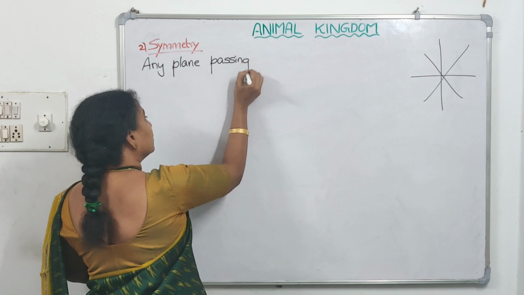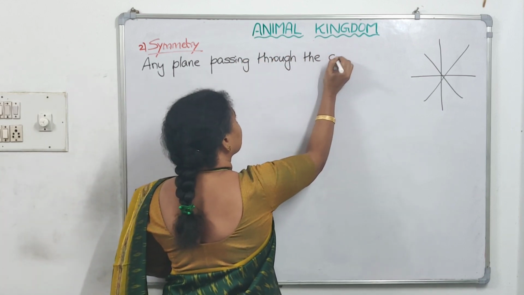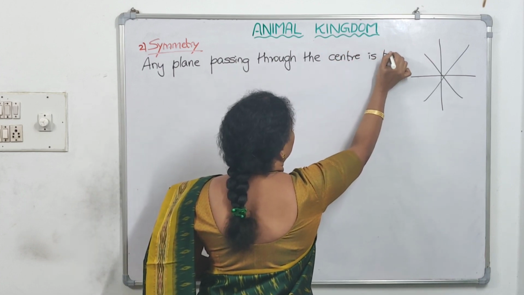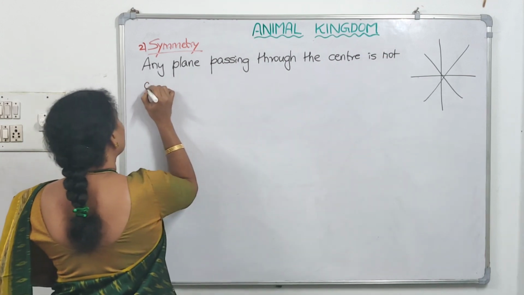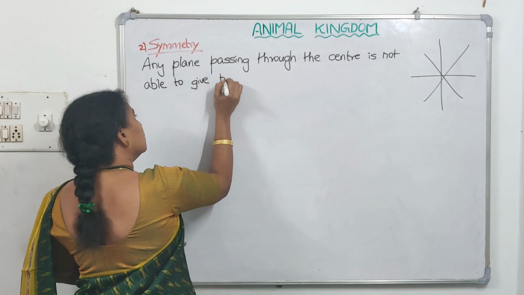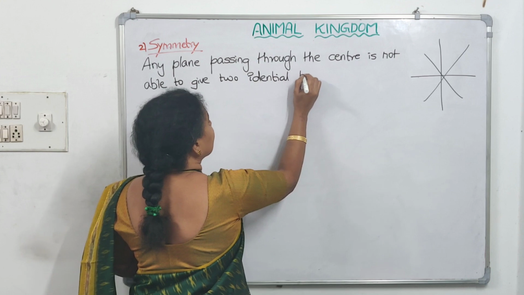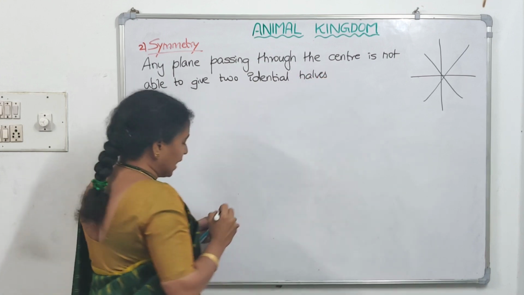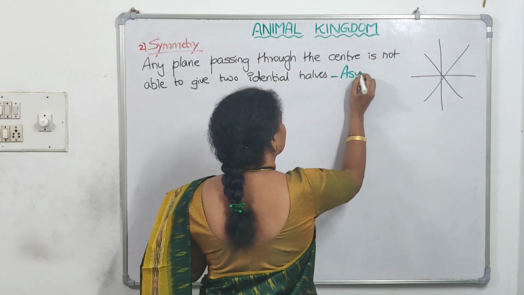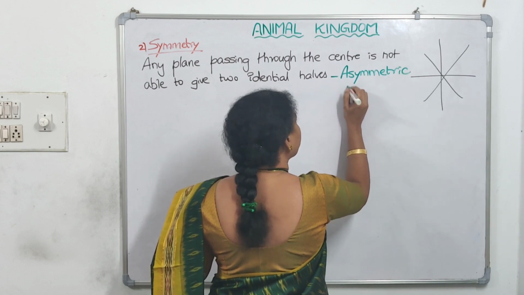So any plane passing through the center is not able to give two identical parts. It is not able to give two identical halves. So what is that symmetry called? That symmetry is called asymmetric. And the phylum which is mostly asymmetric is Porifera, sponges.